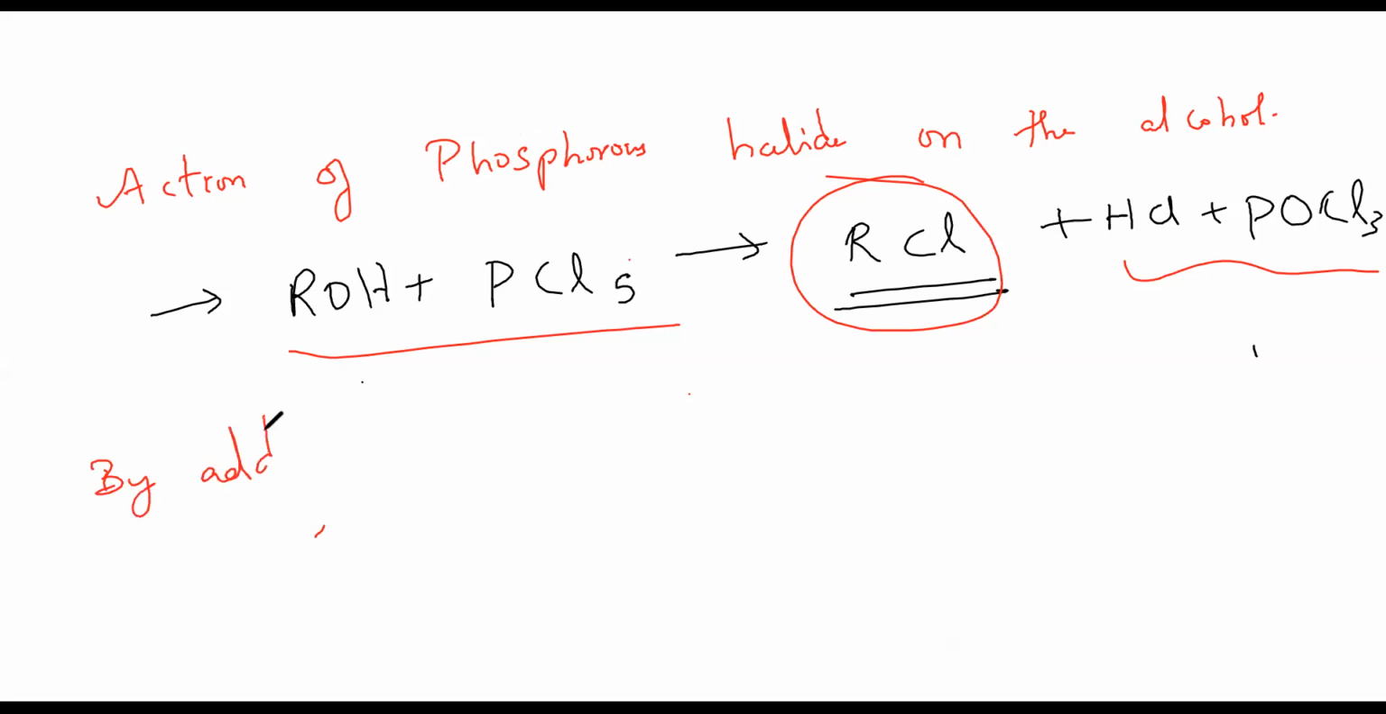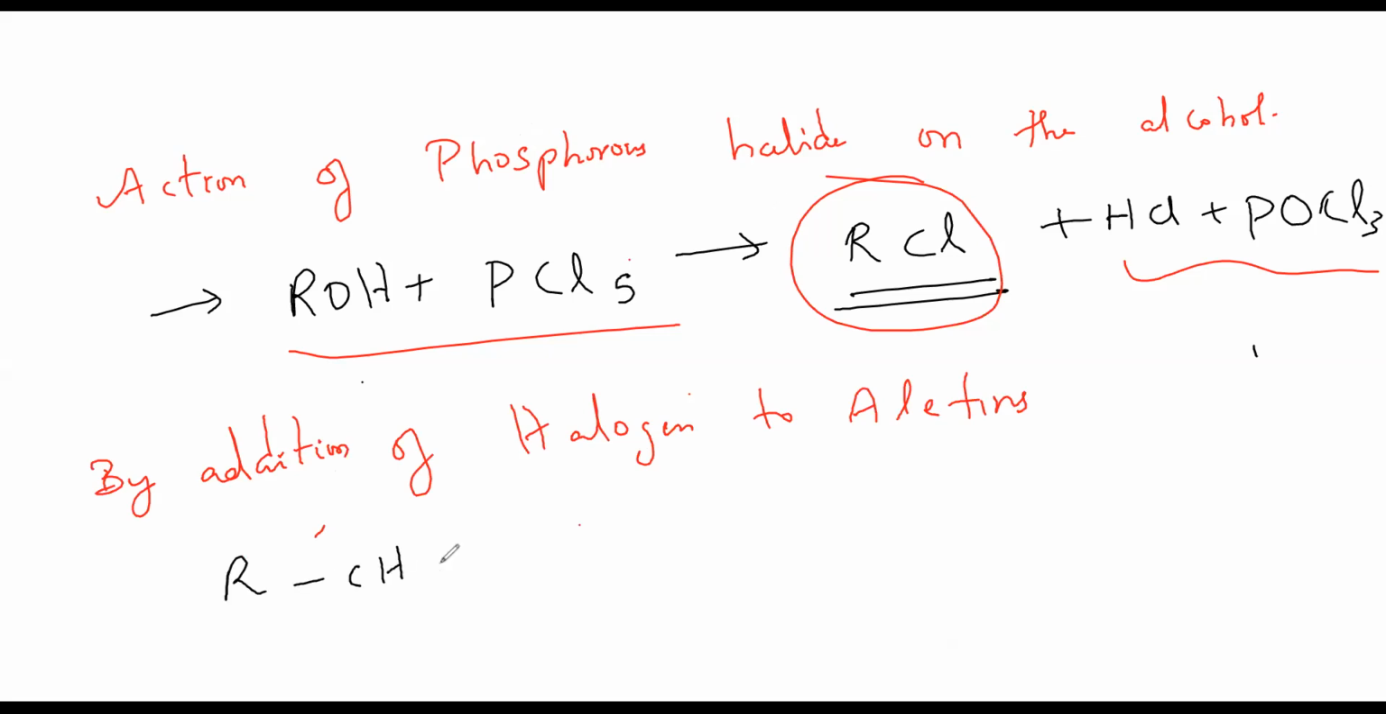By the addition of halogen to olefins. Okay. If you don't know this thing, I'll tell you once it is done. So I'm just taking alkene here. Alkene meaning double bond. Haloalkene, sorry.